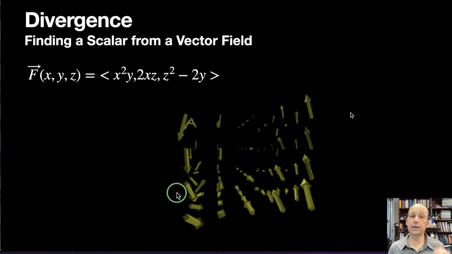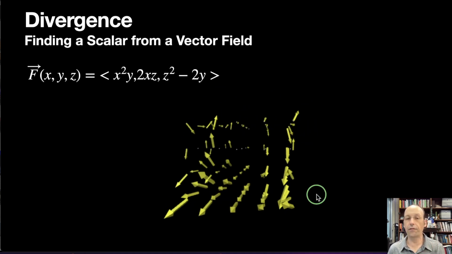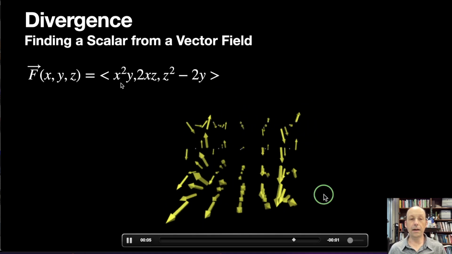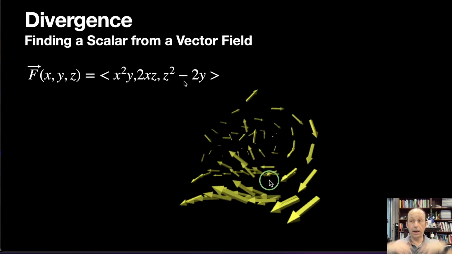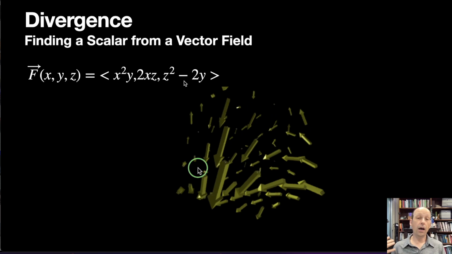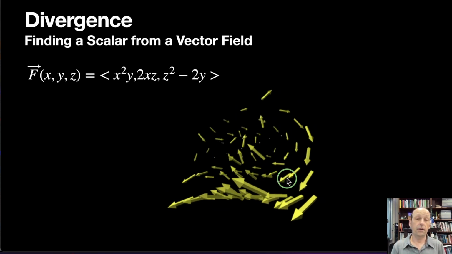Okay, here's a different scalar. This is a vector function. It's a different function, and I want to show it to you. I made a vector function: x squared y, 2xz, z squared minus 2y. I just made this stuff up for fun. I wanted to do something that we could play with.